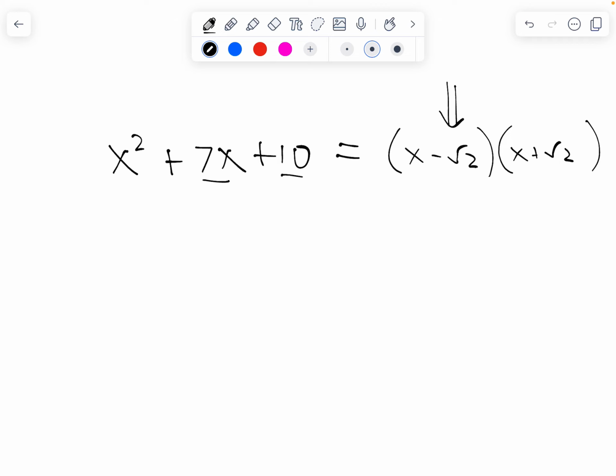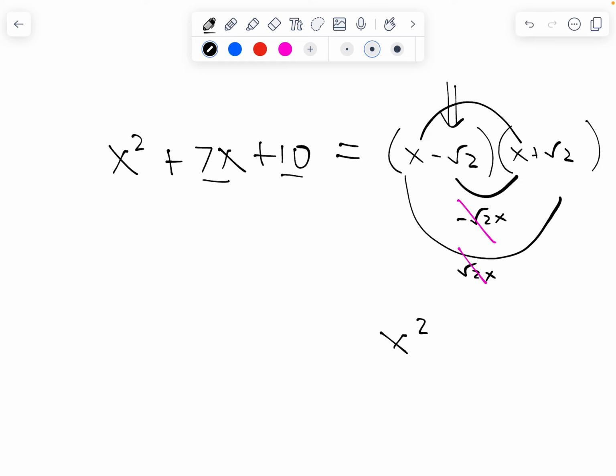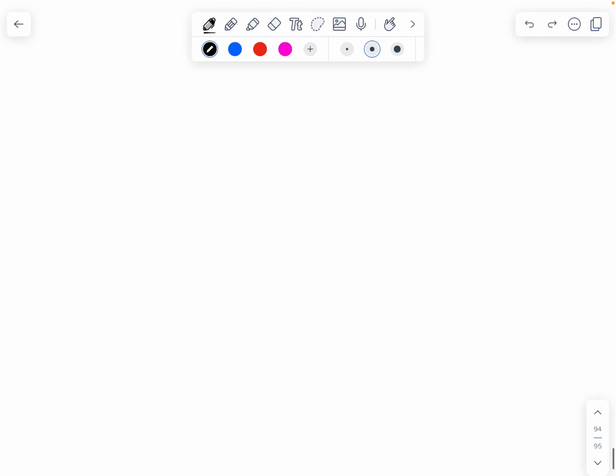And why do they have to come in conjugates? Well, let me show you what happens when we multiply them out. If we multiply them out, that gives you negative square root of 2x. This gives you positive square root of 2x, and those two cancel out. Meanwhile, on the top, if I multiply this out, that gives you x squared, and the square root of 2 times the square root of 2 is 2, and so then you get x squared minus 2.